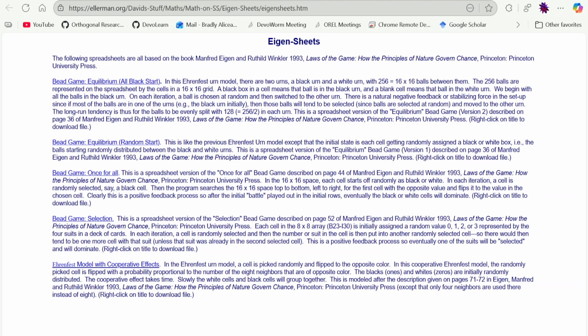And so once again, if you're interested in downloading these eigensheets, you have the bead game, and you have different versions of the bead game, and then you have the Ehrenfest model with cooperative effects. And those all point to different pages in the book.